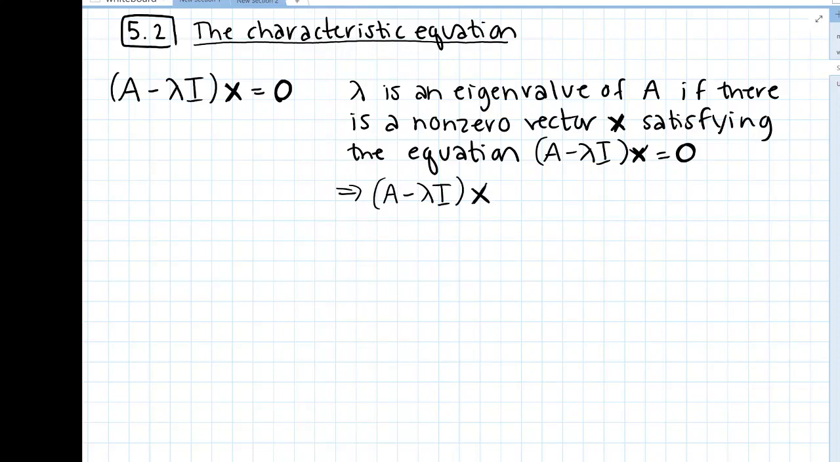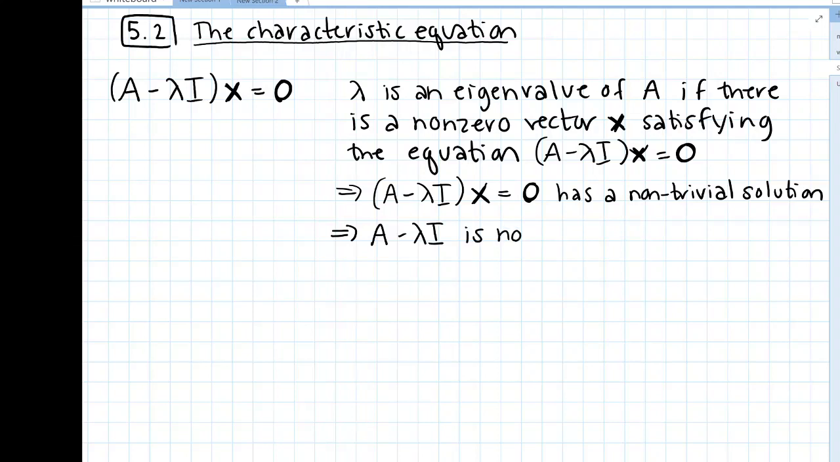Another way of saying that is A minus lambda I times x equals 0 has a non-trivial solution, a non-zero solution. But we know that if you have a matrix times a vector equaling 0 and that has a non-trivial solution, that means that that matrix is not invertible. So in this case, that means the matrix A minus lambda I is not invertible.